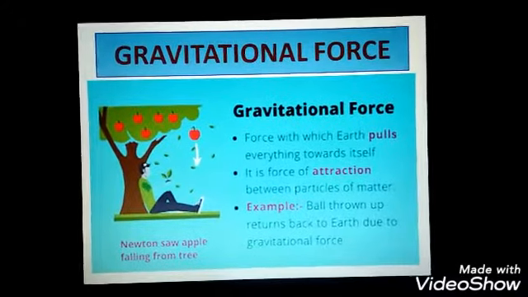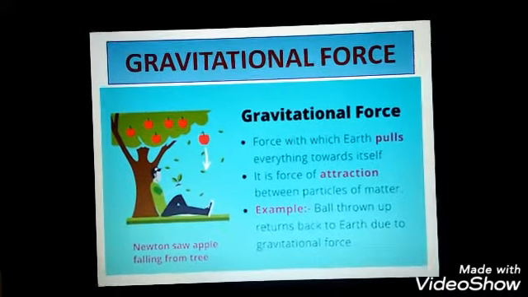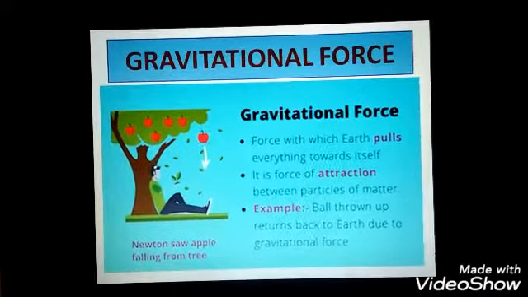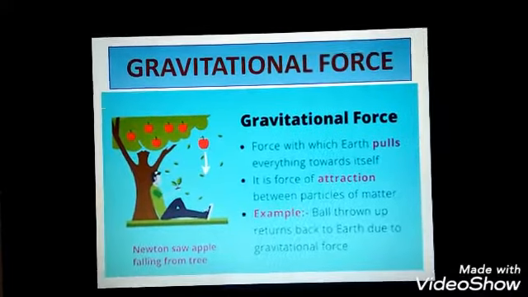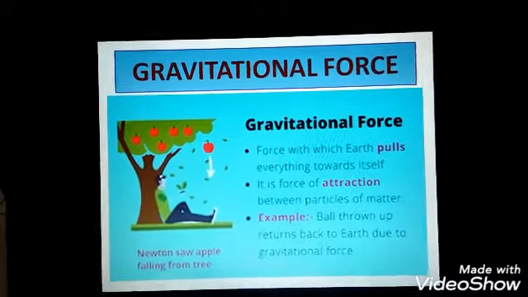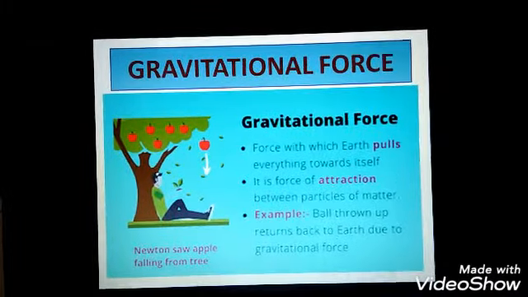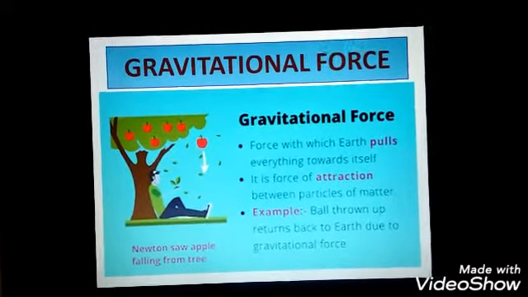Now secondly, this gravitational force causes the weight of an object. Weight of an object is nothing but the gravitational force by which it is pulled towards the earth's surface. Right? For example, the weight of a stone is 40 kg. So 40 kg force is applied on this stone. That is why its weight is 40 kgs.